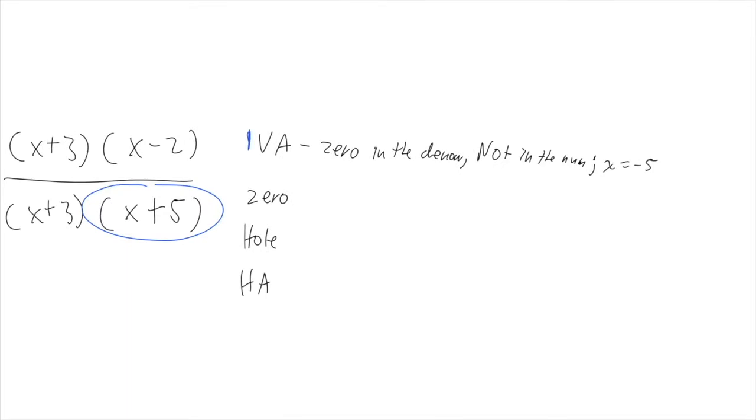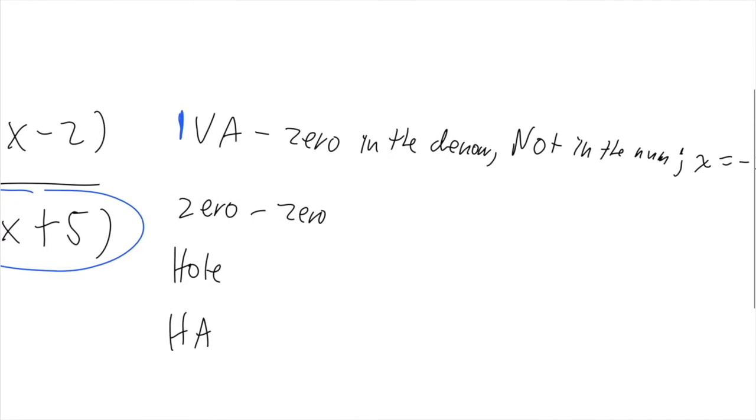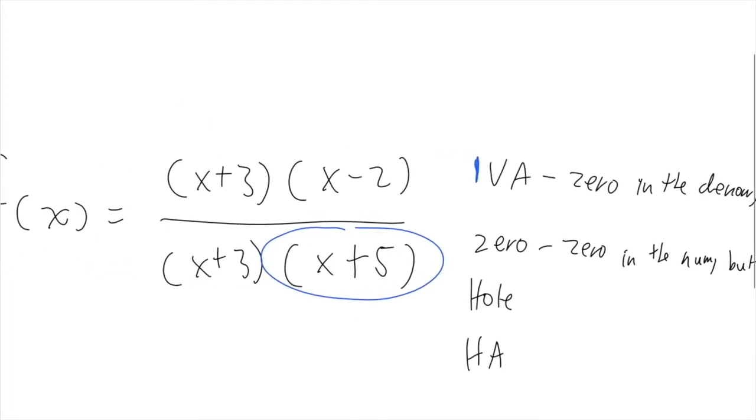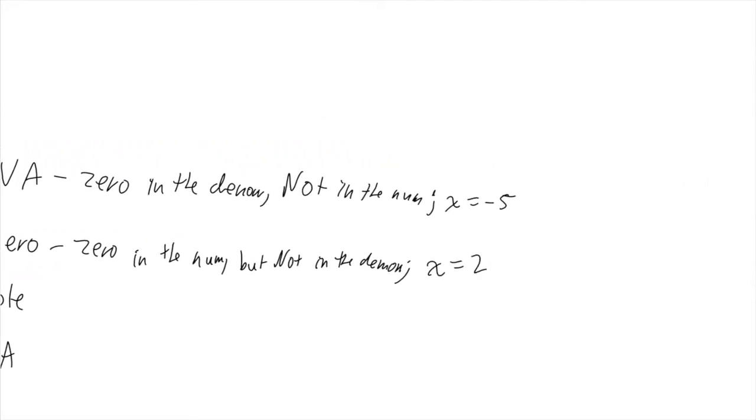Next, let me just color code all this. Next is 0. A 0 happens when there is a 0 in the numerator, but not in the denominator. So if you look at this function right here, this would be x minus 2, which if we solve for x is x equals 2. X minus 2 isn't in the denominator, so at x equals 2, the function is going to equal 0.